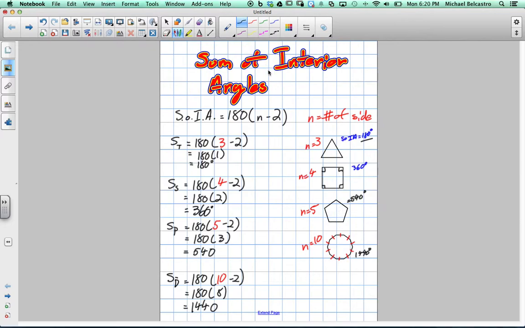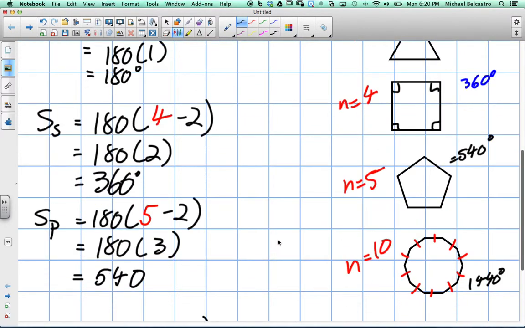Now on top of that, sometimes they'll ask you for, and I guess we'll kind of get into this, maybe we'll use our pentagon, sometimes they'll give you information about the exterior angles. So remember, this was just the interior angles. So we were finding out the sum of the interior angles. Now this is a regular shape. In this case, this is a regular pentagon.